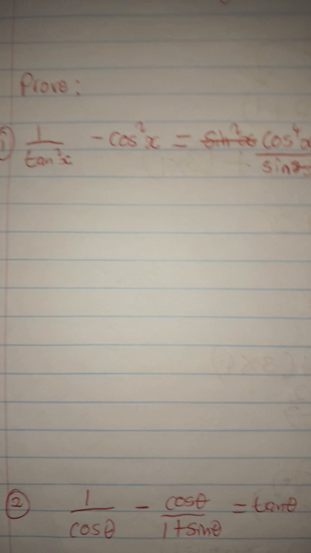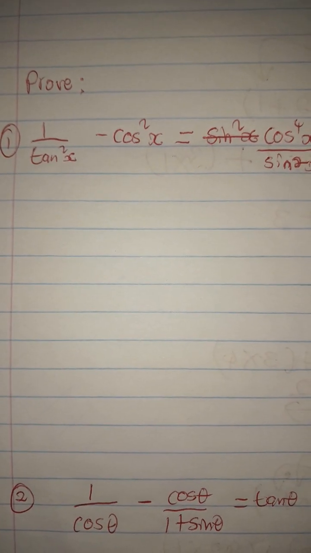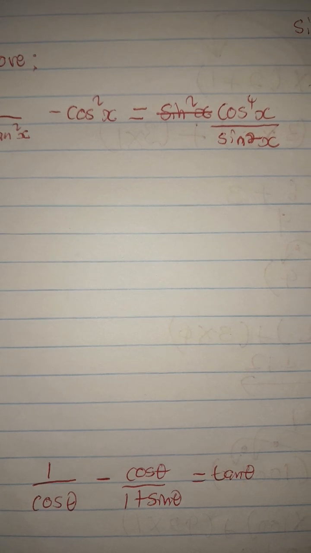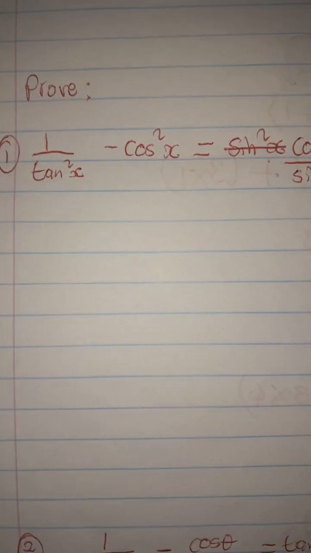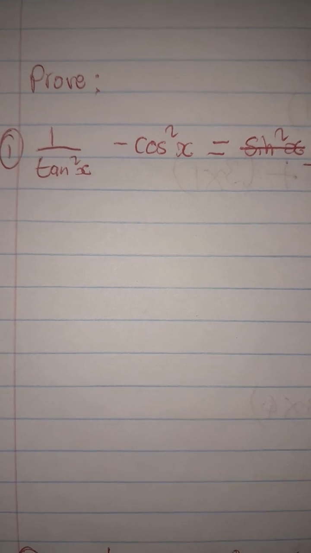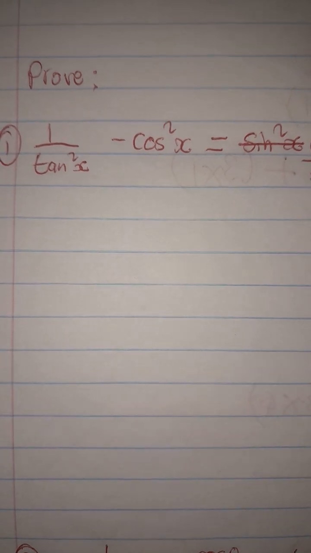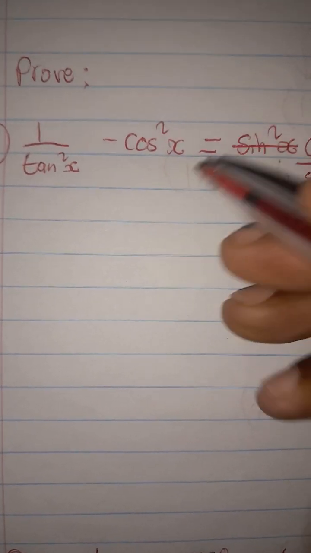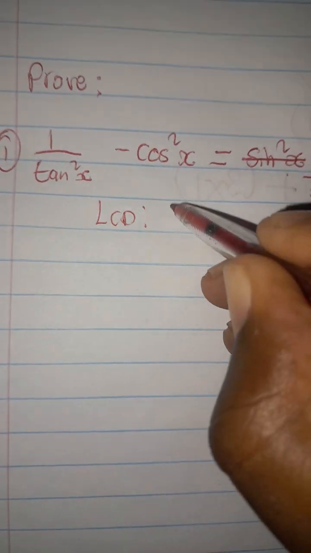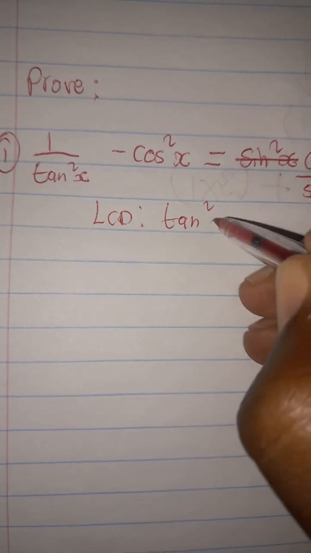Consider we are given this proof here. It's 1 all over tan squared x minus cos squared x, which equals cos to the power of 4 x divided by sine squared x. First thing first, we're working with a fraction. Whenever there's a minus or plus, it is important to find an LCD, because remember, these are unlike denominators. So find an LCD. What will be the LCD in this case? The LCD will be tan squared x.